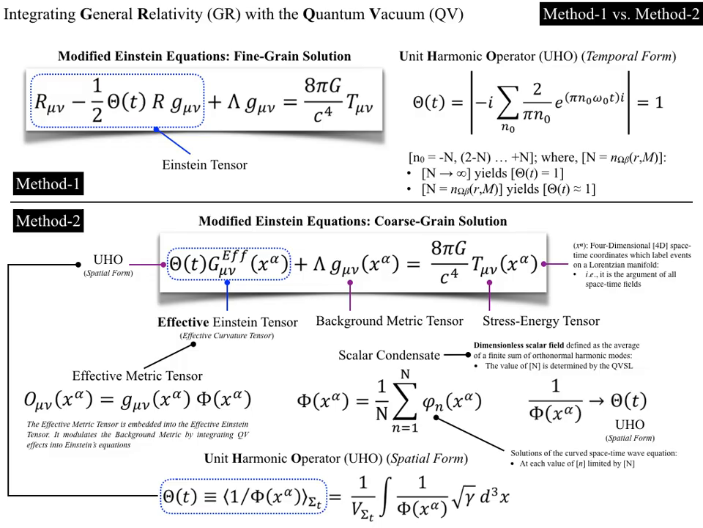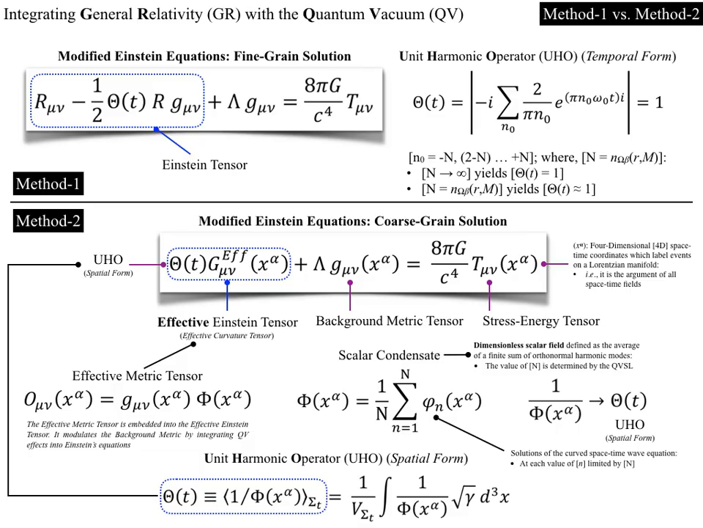What can we say in closing about these methods? Method 1 quantizes the vacuum at a point. Method 2 averages it over space. However, in the limit of a point, or infinite modes, they become indistinguishable. Think of it like this. Method 1 is a pixel, and method 2 is the picture, but they're part of the same image.